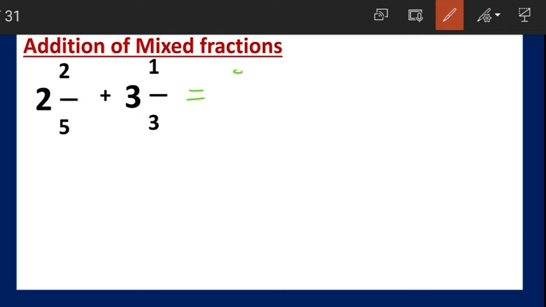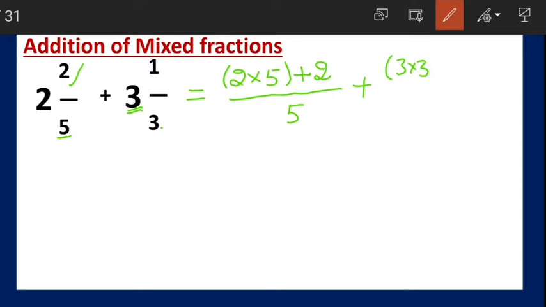2 2 by 5 means 2 wholes we have to divide into 5. So we get 2 5s are 10, plus from here we have to take 2 parts by the same denominator 5. Plus here also 3 wholes divided into 3. 3 into 3 plus 1 by 3. Now 2 5s are 10 plus 2, 12 by 5. 3 3s are 9 plus 1, 10 by 3.